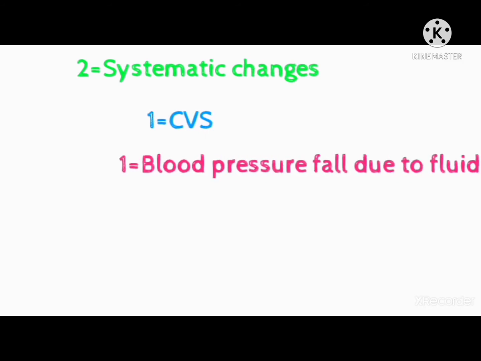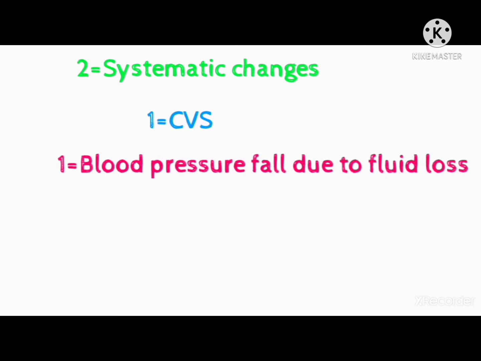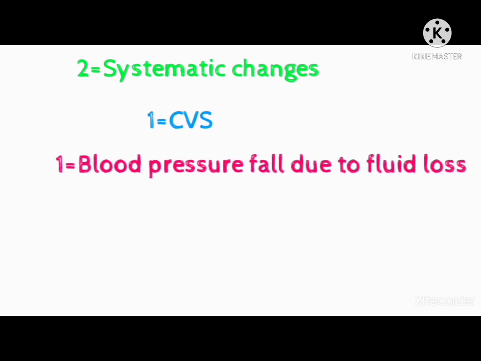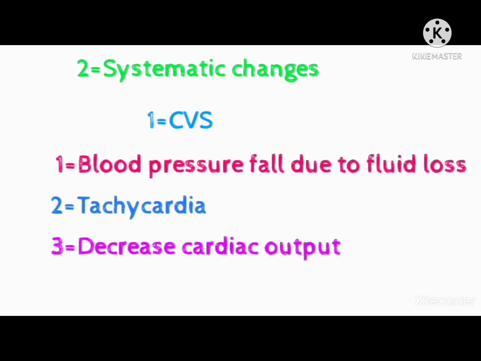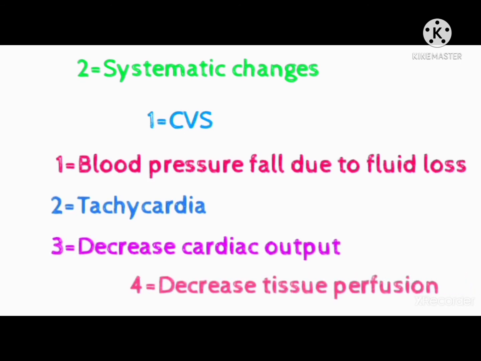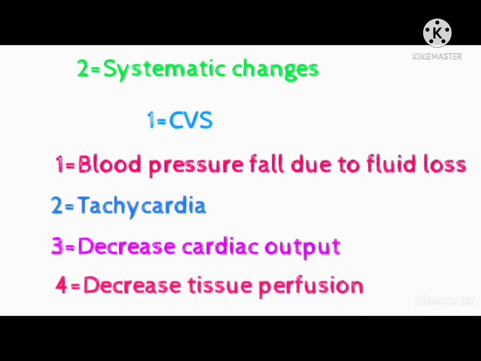In systematic changes, we will study changes due to burn in each system of our body. First, we start from CVS. In CVS, number 1, blood pressure falls due to fluid loss. Second, when blood pressure falls, as a result there will be reflex tachycardia. Third is decreased cardiac output. Why? Due to less venous return. And due to decreased cardiac output there will be decreased tissue perfusion.